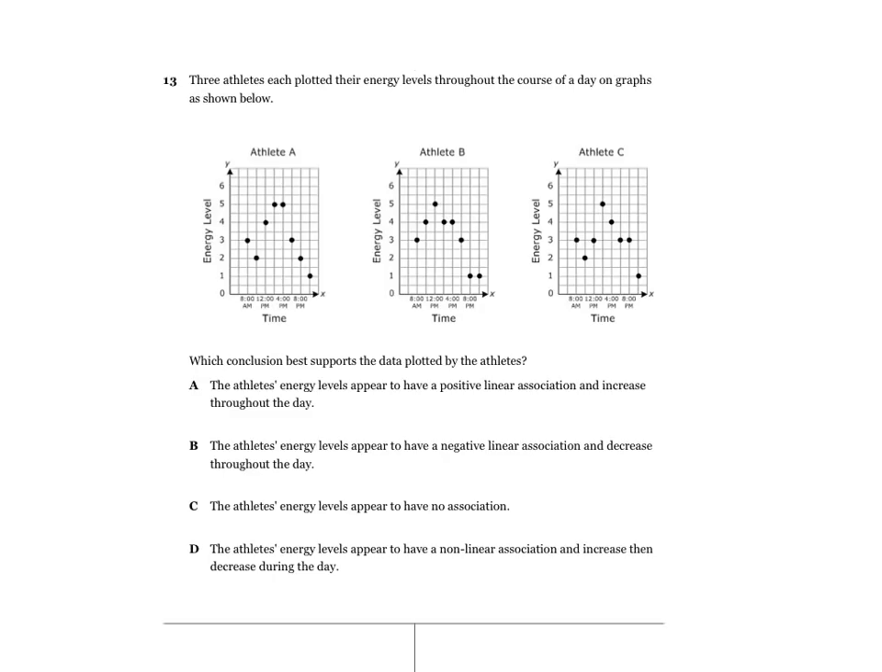Number 13, it is a little bit tough. We're talking about 3 different athletes on this one, and we're trying to figure out what kind of association the time of day and their energy level has. If you look carefully at it, I'm going to use the highlighter. Earlier in the day, there's not much energy. It kind of peaks right about here, and then it starts going down. Most of these are kind of the same thing. This is definitely not linear, but there is some kind of association to it. So that one says positive linear, that one says negative linear, so A and B are both out. This one here says no association, but we can see that there is some kind of association, so the answer has to be D.